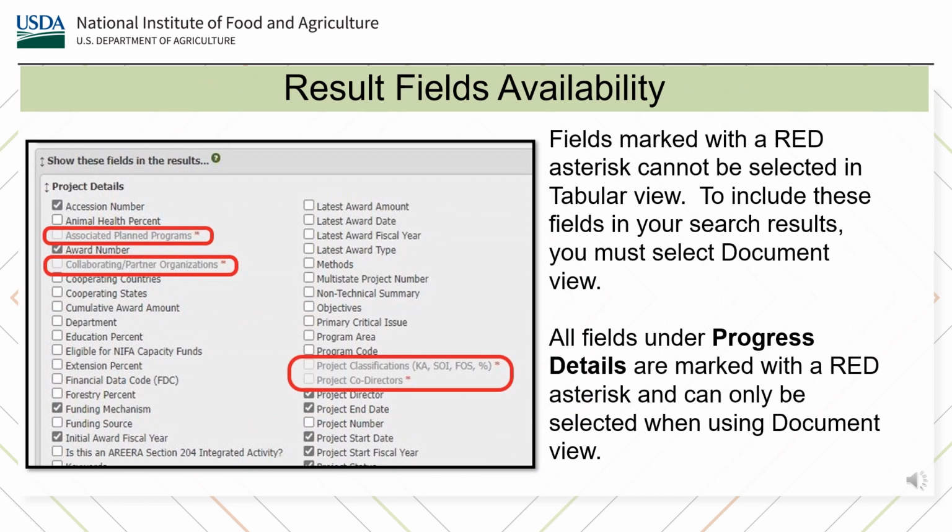Fields marked with a red asterisk cannot be selected in tabular view. To include these fields in your search results, you must select Document View. All fields under Progress Details are marked with a red asterisk and can only be selected when using Document View.